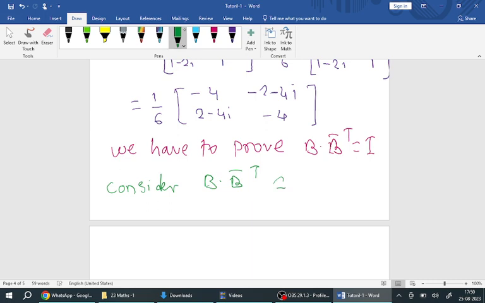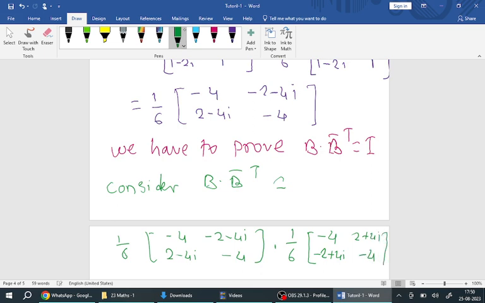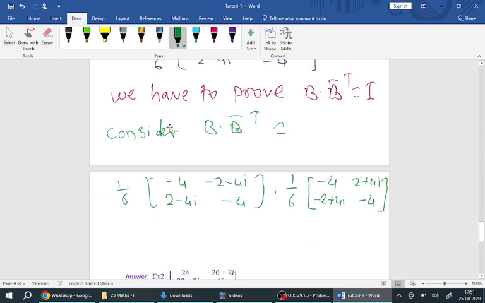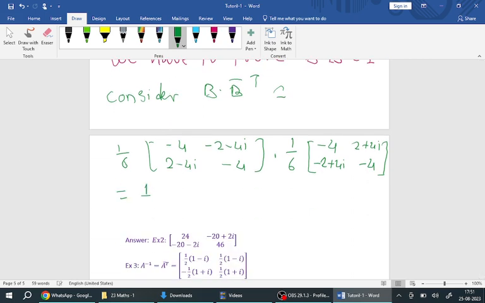The matrix B is already there, which is 1 by 6 times minus 4, 2 minus 4i, minus 2 minus 4i, and minus 4. This is the matrix B, into, now 1 by 6 again, we write B bar transpose: minus 4, minus 2 plus 4i, 2 plus 4i, and lastly minus 4 only. So this is the B bar transpose. Lastly, we multiply these two matrices. 1 by 6 into 1 by 6 becomes 1 by 36, and we get 36, 0, 0, 36. Obviously then we get I. So that is the end of the question.